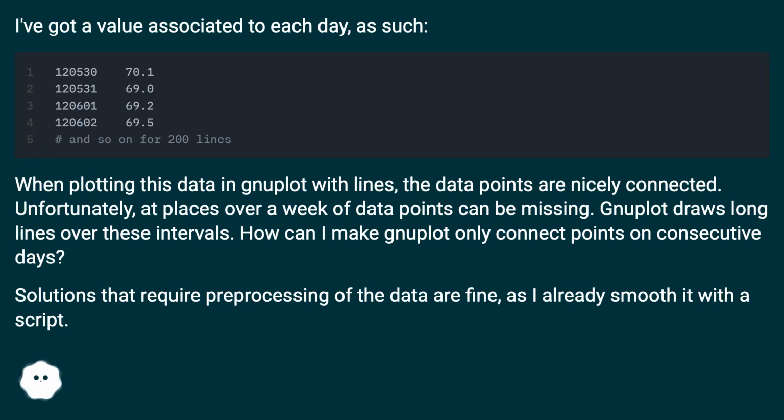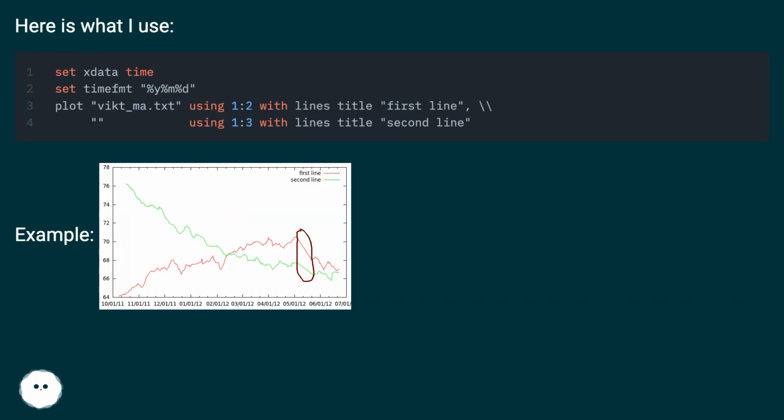Unfortunately, at places over a week of data points can be missing. Gnuplot draws long lines over these intervals. How can I make Gnuplot only connect points on consecutive days? Solutions that require pre-processing of the data are fine, as I already smooth it with the script. Here is what I use.